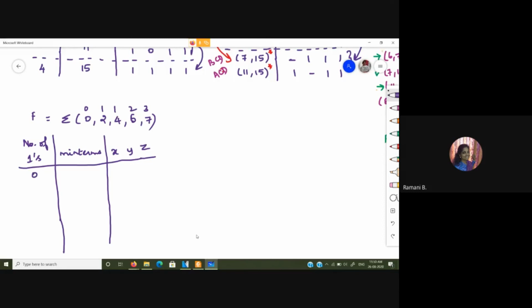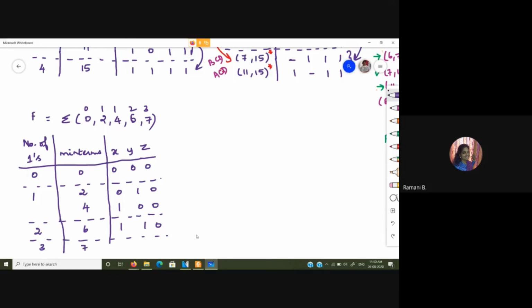So for 0 number of ones, we have the minterm 0, so 0, 0, 0. Then for 1 number of one, we have 2, so 0, 1, 0, and 4, 1, 0, 0. Then 2 number of ones, so 6, 1, 1, 0. And 3 number of ones, 7, 1, 1, 1. So this is our first step.